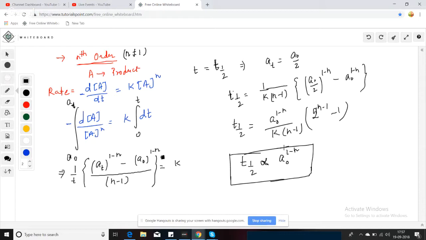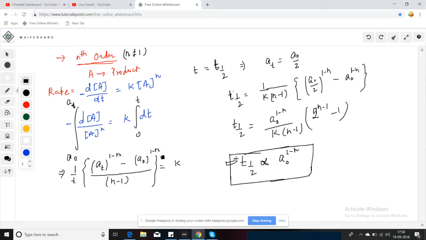What is the expression for T half of zero order? A naught by 2k. So when n equals 0, you put it over here, T half is directly proportional to A naught, which is true over there also, right? When you put n equals 2, T half is inversely proportional to initial concentration, which we have done just now. So we can cross verify this also. All these terms that we have got are correct from here. So these are the few orders of reaction that we have done.